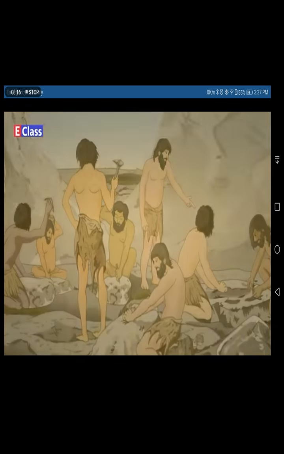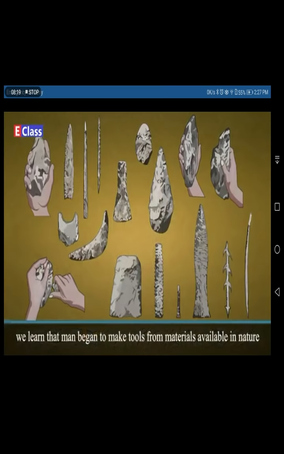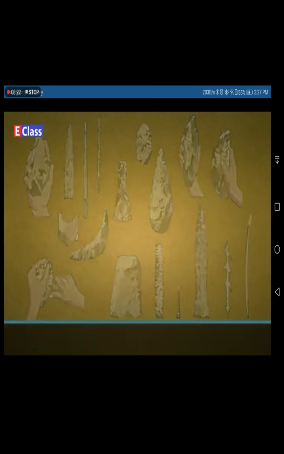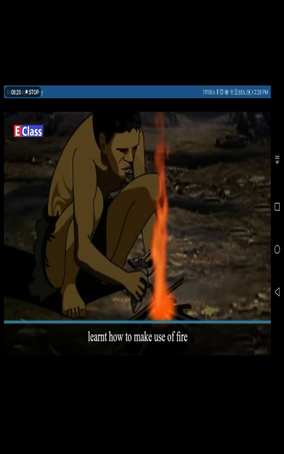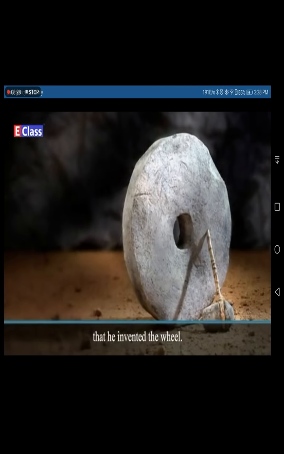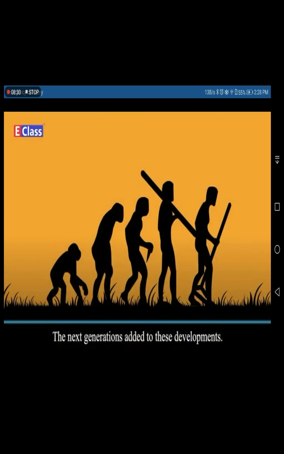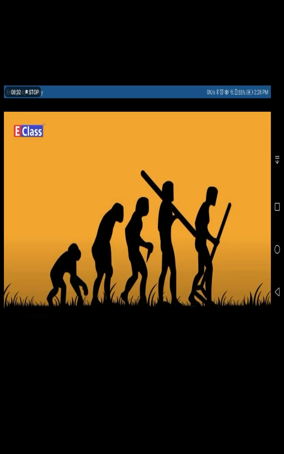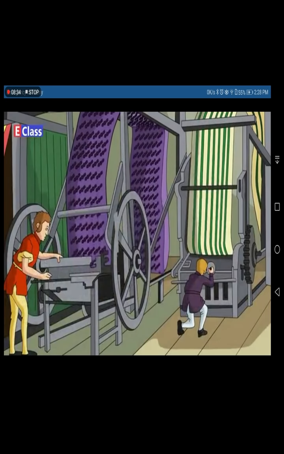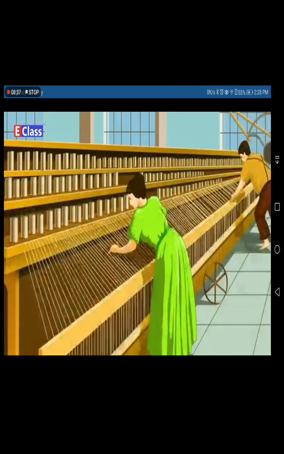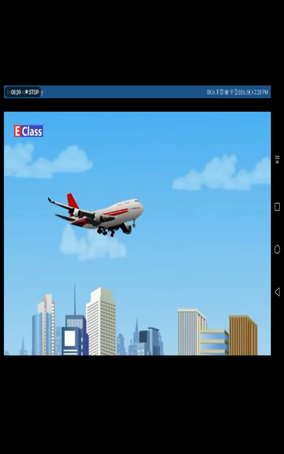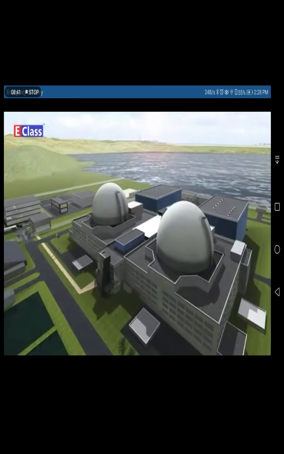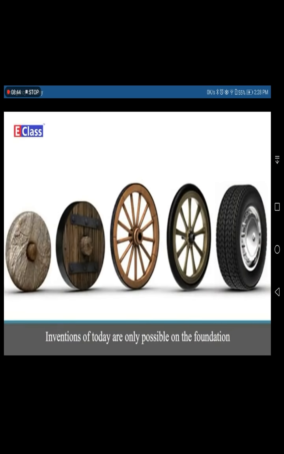For example, we learn that man began to make tools from materials available in nature, learned how to make use of fire, and that he invented the wheel. The next generations added to these developments. Technology developed further, hand in hand with the physical and intellectual development of man. This process is going on continuously even today. Inventions of today are only possible on the foundation of the discoveries and inventions of the past.